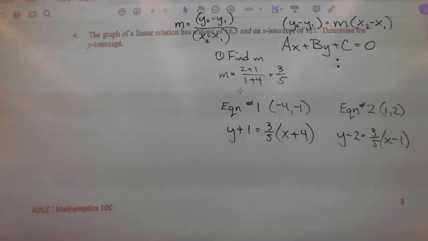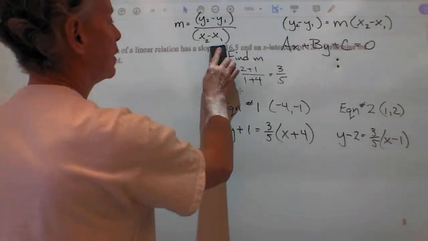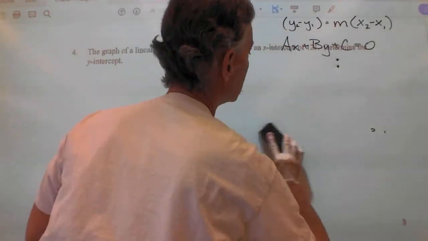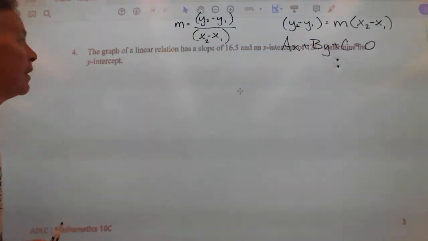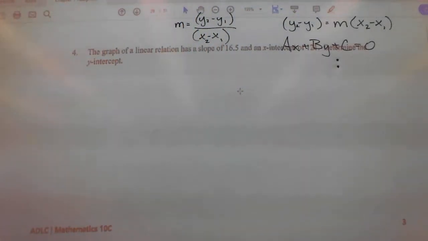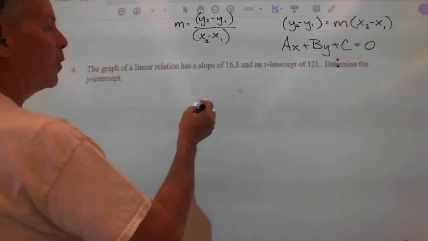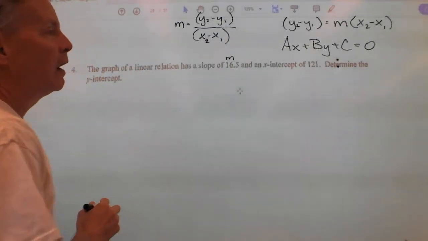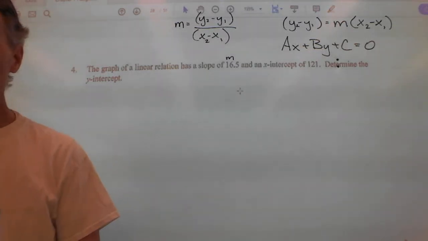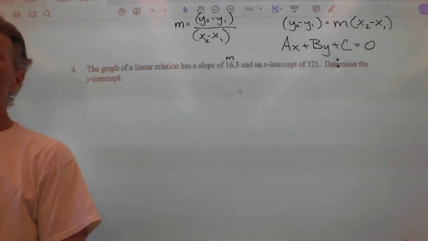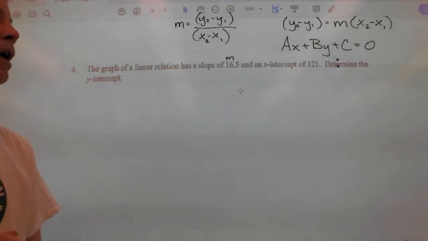Let's just put this down a bit so you can actually see it a little better. So this one says the graph of a linear relation has a slope of 16.5. Oh good, they've given us the slope. And an x-intercept of 121, which you might say, that's not enough information.